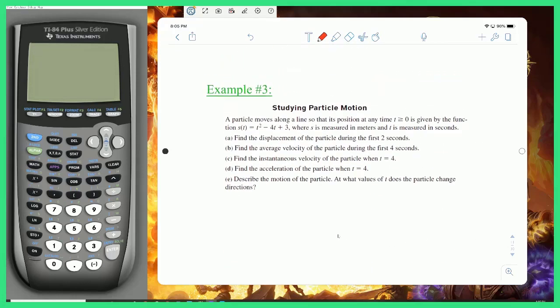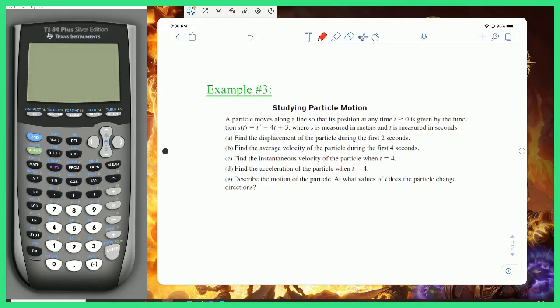We're going to basically be considering a particle that moves along a line at any time t greater than or equal to 0, given by the function s of t equals that quadratic, where s is measured in meters and t is measured in seconds. A. Find the displacement of the particle during the first 2 seconds.